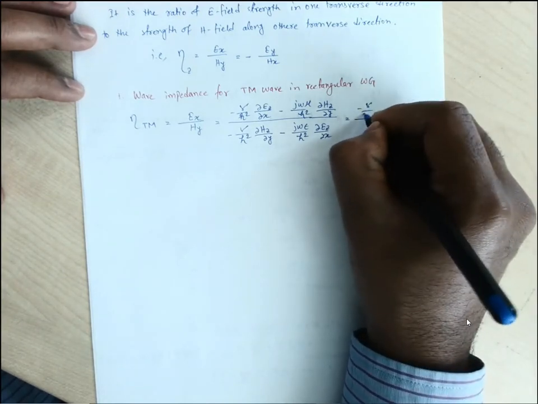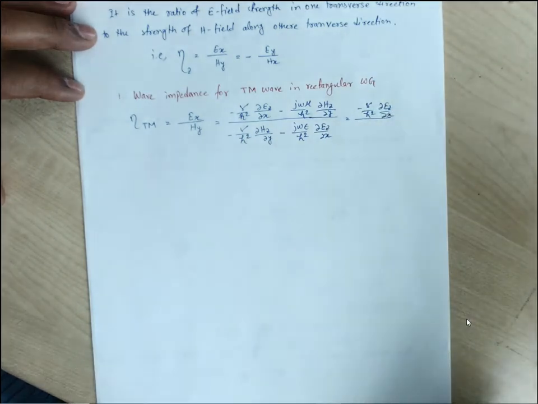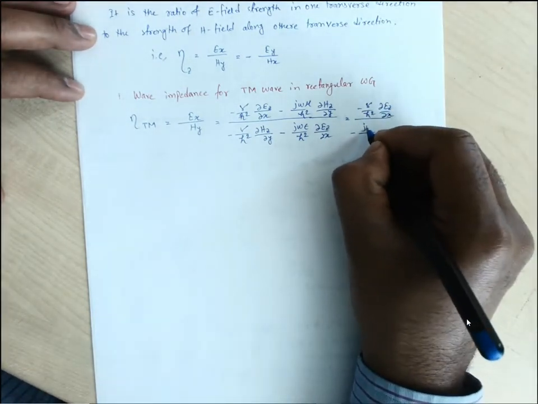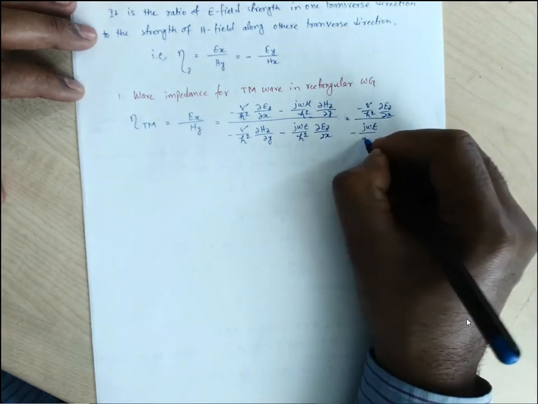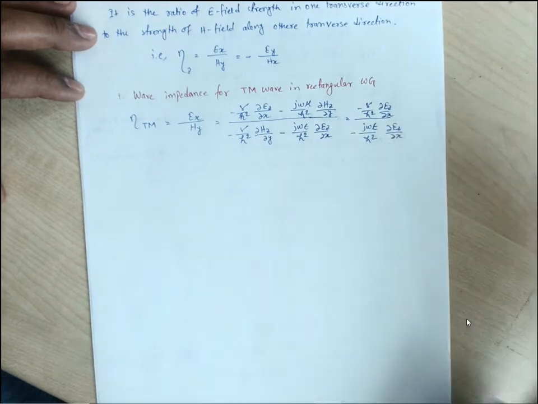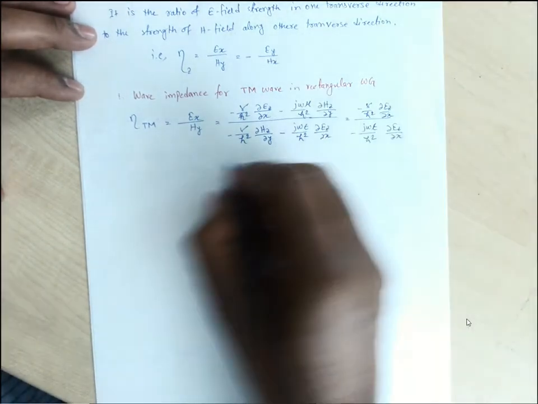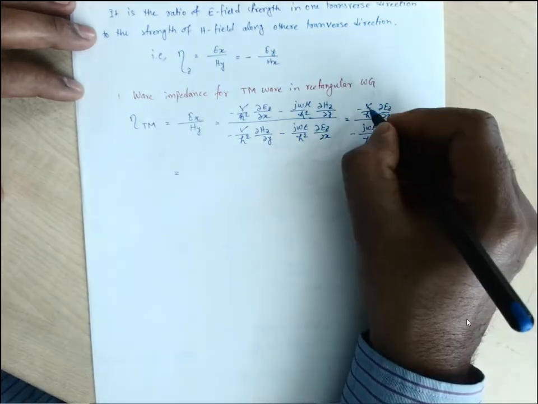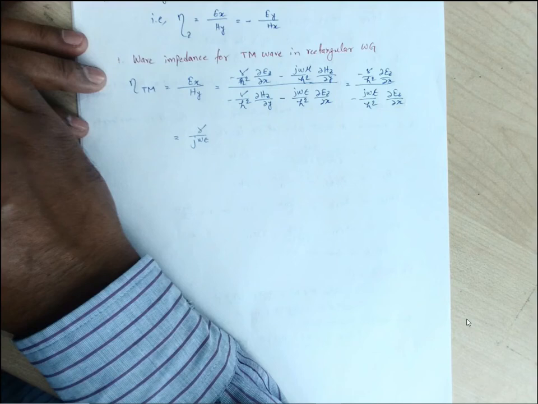So we are left with minus gamma by h square del Ez by del x and minus j omega epsilon by h square del Ez by del x. So these two get cancelled, the h square gets cancelled, and then we are left with gamma by j omega epsilon.